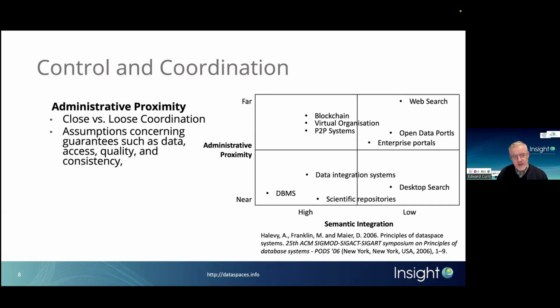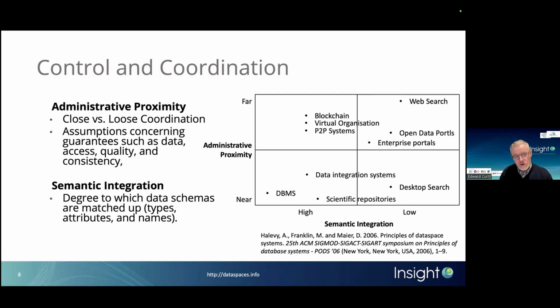One is the level of administrative proximity between different entities. So this is basically how much coordination do we have between our data sources. And the more coordination we have, the more assumptions we can make about data access, data quality, consistency. And then the other challenge is what is the level of semantic integration that we expect to have? So how much do you expect your schemas to be able to match up, versus them not being connected at all?